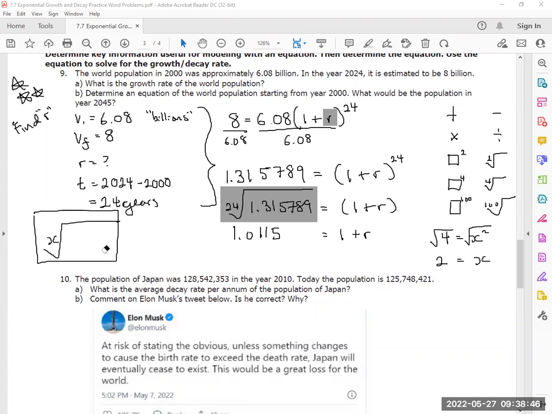So typically, I'm not sure what your calculator looks like, but you would do this. To put that in, you would type in a 24, and then you would press the button that has this on it. And then you put in 1.315789. And you press the equal sign. Make sure you know how to do that on your calculator. Everyone try it.